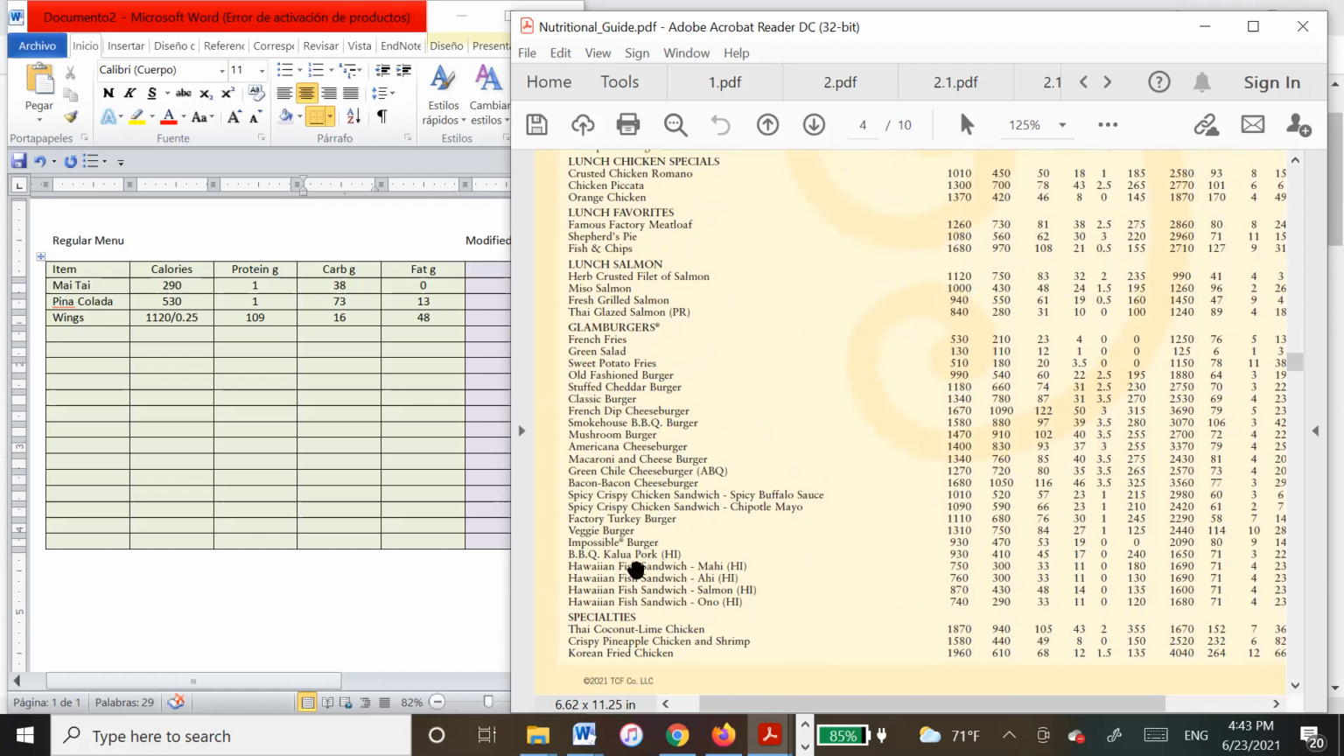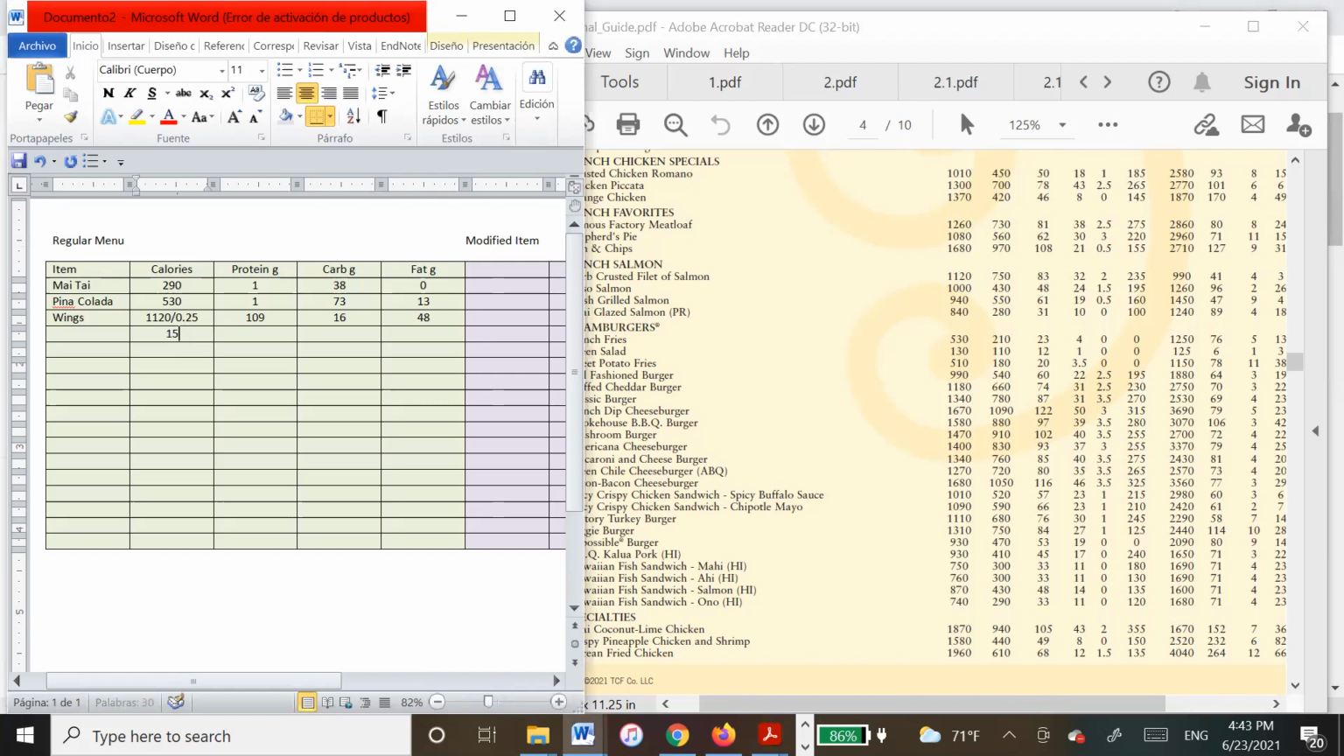Oh, the barbecue Kahlua pork one also looks like a good one. The smokehouse barbecue burger. That might actually be something that I remember one of our students said that he might pick. So let's go ahead and pick that one. So this burger has 1,580 calories. I'm going to put it right here. And I put a barbecue burger.